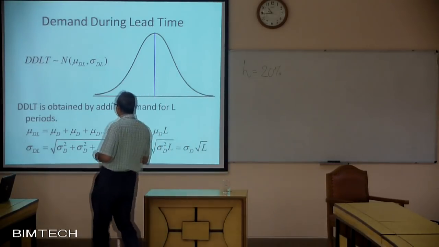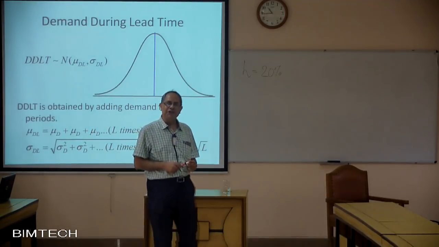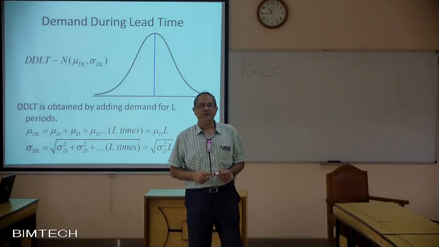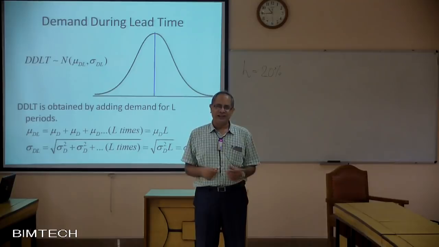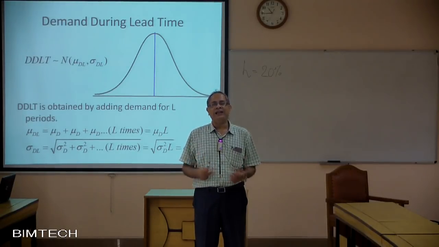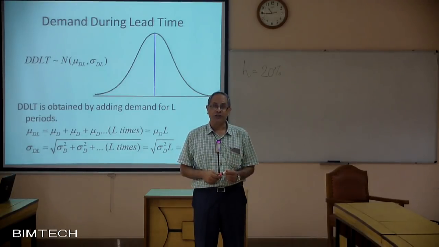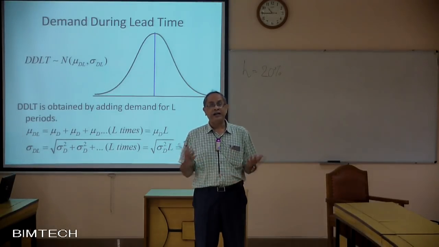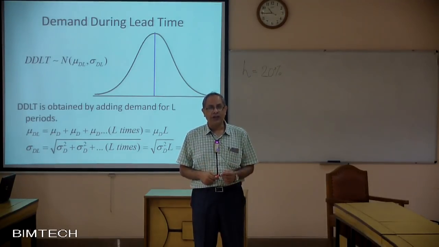And by the way, how do I get the DDLT? I know the per period demand, and I'm asking what the demand is for L periods. Well, we are combining L per period demands. We are combining L normal distributions. These are all identical normal distributions that we are combining. So we get, as a result, a normal distribution. We all know that from theory.